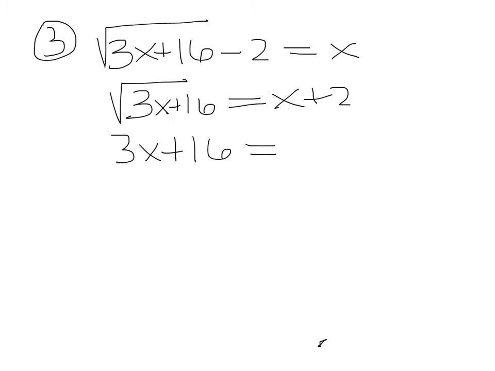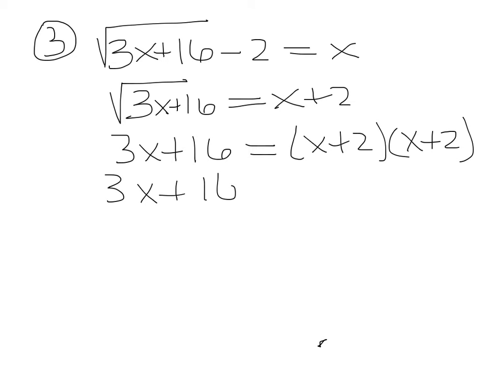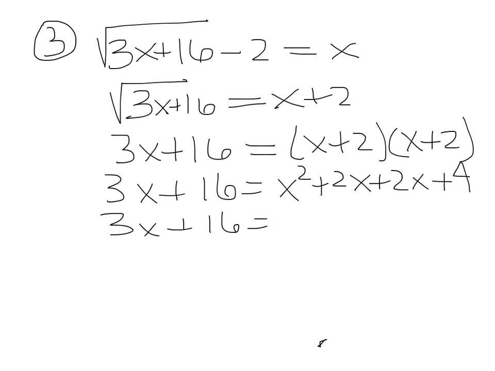And many students tend to look at this and say, oh, if I square that, I get x squared plus 4. But be careful, because when you square it, you're multiplying it by itself, and you would do so using FOIL, which wouldn't give you x squared plus 4. Instead, it would give you x squared plus 2x plus 2x plus 4.